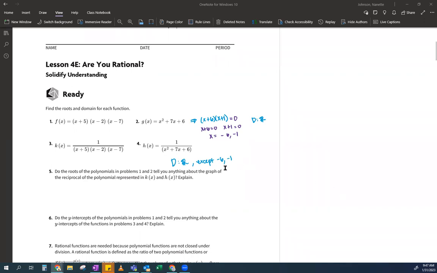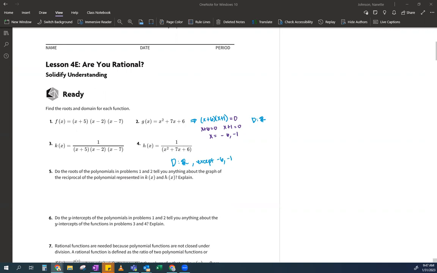So yes. So now we're going to talk about our roots. I already told you my thinking on why this has no roots, because in order for it to equal 0, that's what a root is, the whole thing is going to equal 0, right? The numerator will never equal 0. Therefore, this fraction will never equal 0.